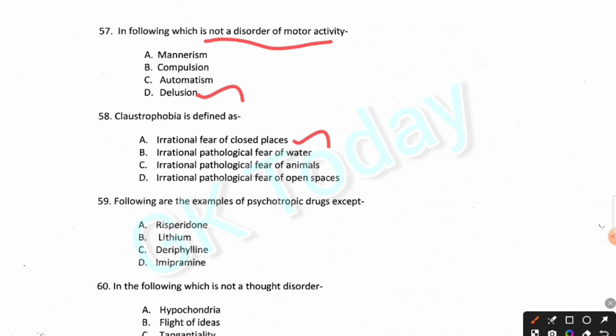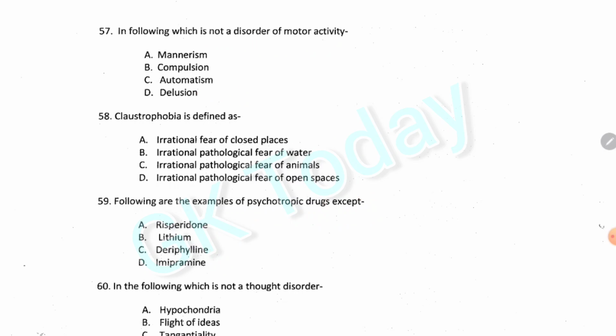Question number 59. Following are the examples of psychotropic drugs except, correct answer is option C, deriphyllin. Psychotropic drugs are risperidone, lithium, imipramine, except deriphyllin.